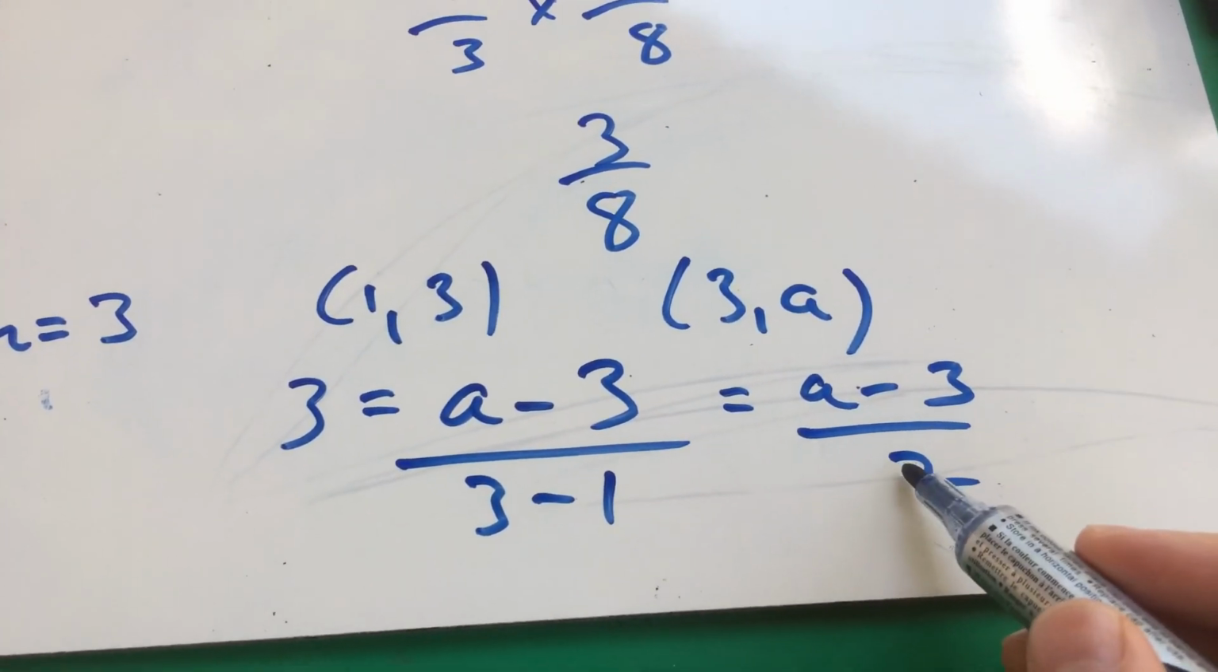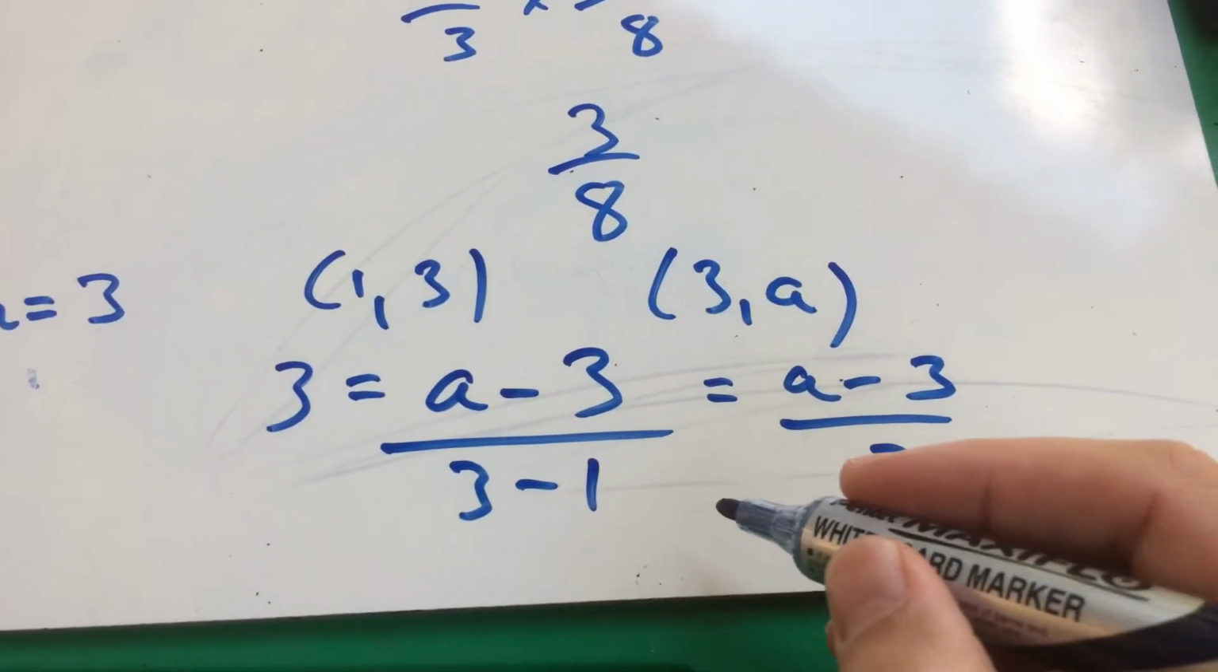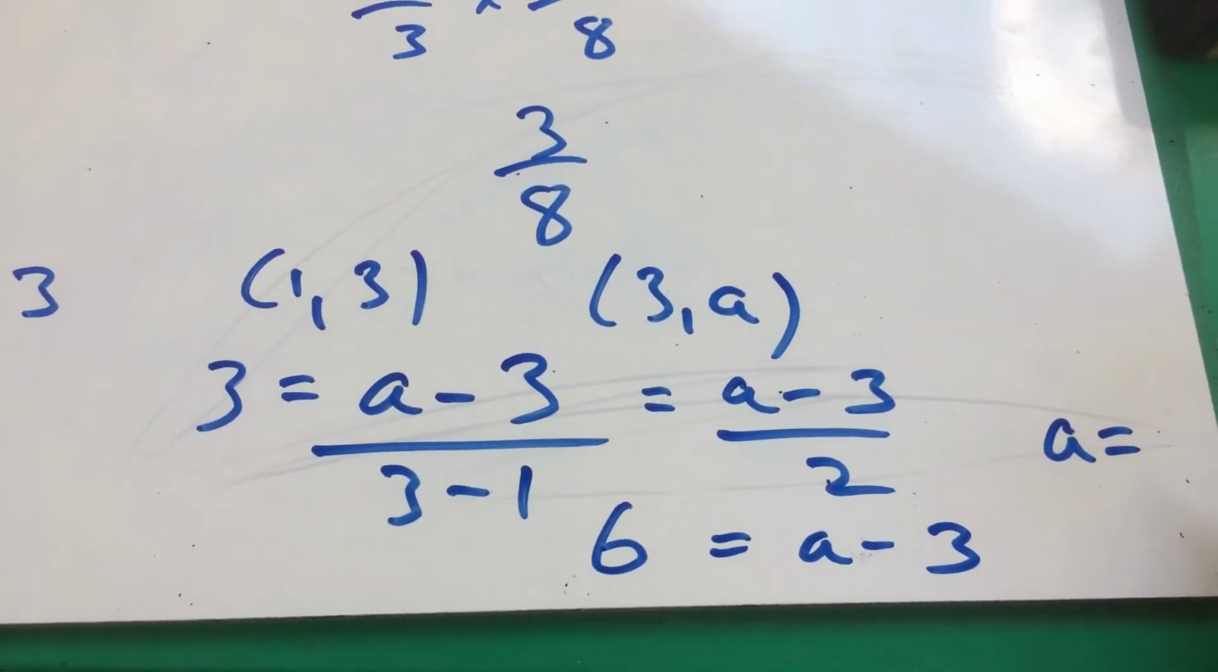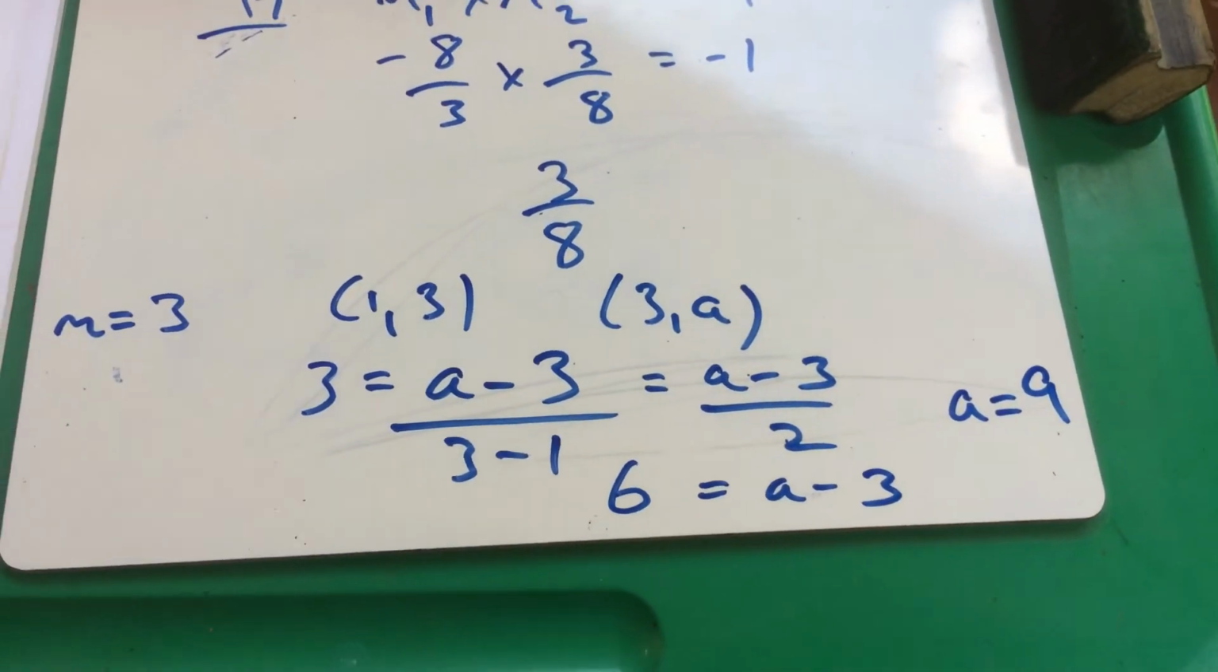I'm going to multiply through by 2. 6 equals a minus 3. And then I know that a is 9. Okay, so there we go.